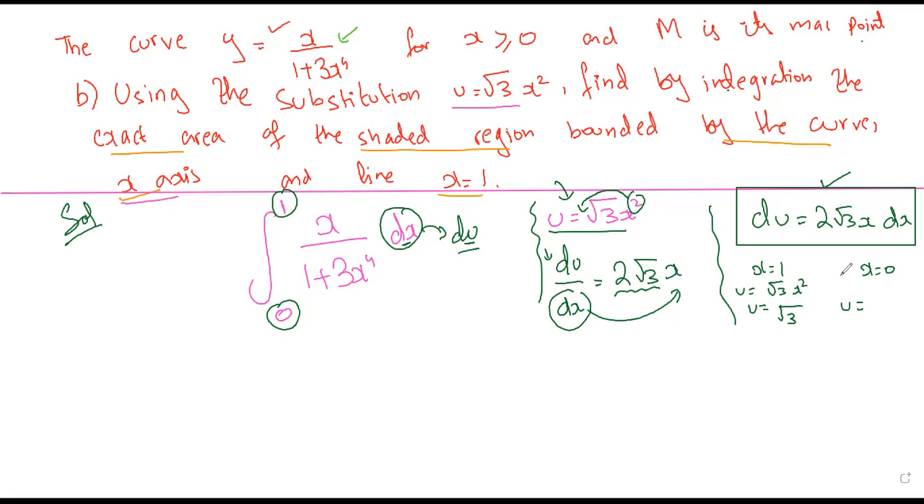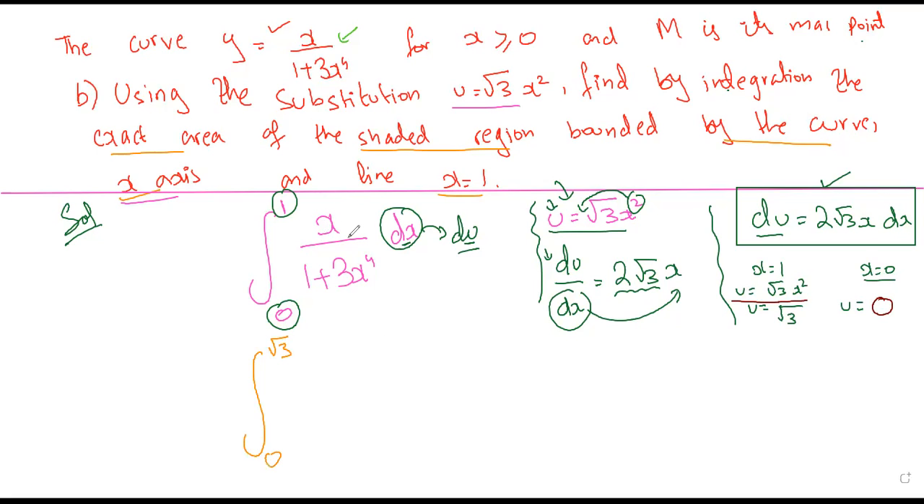Not 2 root 3. This is du. We are talking about u. Okay. And for x equals 0, u would be, again, you will use the same formula. I've written it over here. So this would be 0. Okay. Now we need to make some changes in the question. Under root 1 has become under root 3 and 0 is 0.